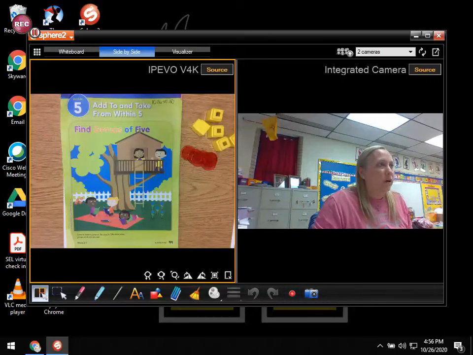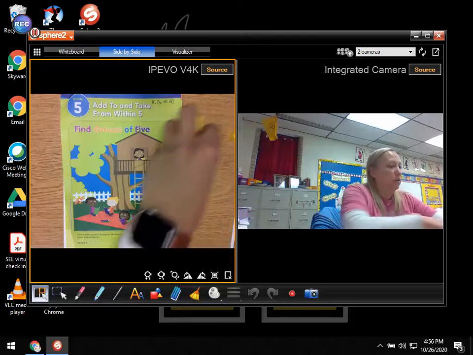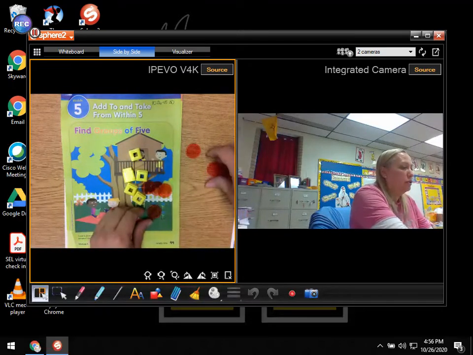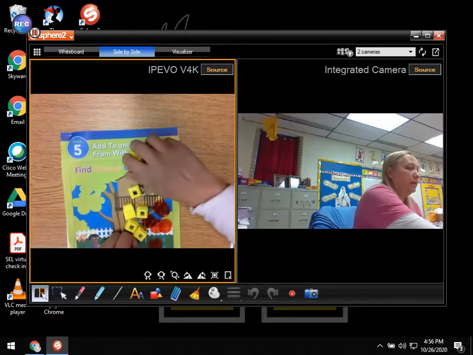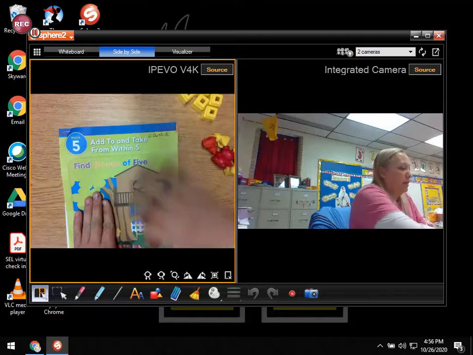Hi guys, we're going to talk today a little bit about Module 5, Lesson 1 on our math, okay? And today we are learning how to add to and take from within 5. So I'm going to use little cubes today, and we're going to use some counters, and I'm going to use my red and yellow bears. And we're going to do this paper together today, okay?